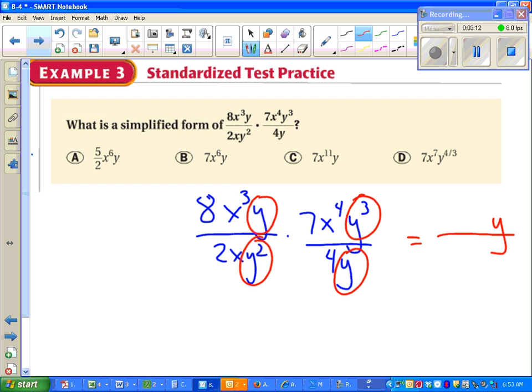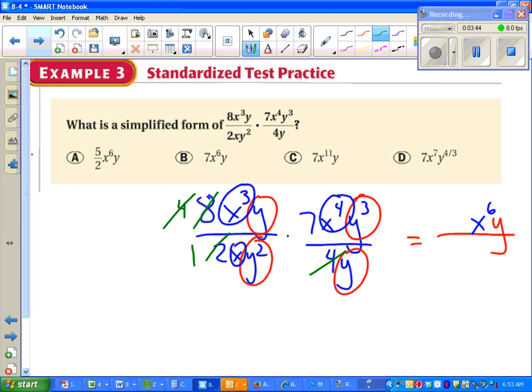Then I look at my x's. I see that I have 7 x's on top, 3 and 4, 7, 1 x on the bottom. If 7's on top, 1's on the bottom, that's going to leave me with an extra 6 on top. Looking at my numbers next, I see 2 and 8, they reduce. 2 goes into 8 4 times, 2 goes into 2 1 time. I can also cancel diagonally. I still see that 4 on top. I can cancel with that 4 on the bottom.